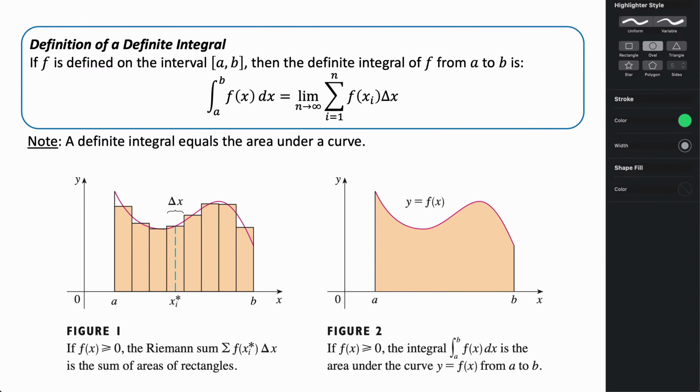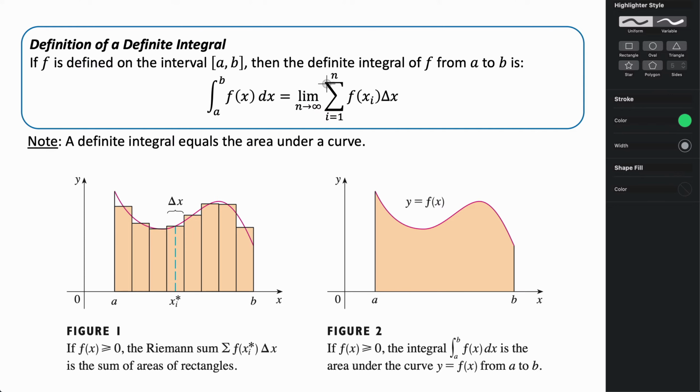Now this leads us into the definition of something called a definite integral. A definite integral is defined on the interval from a to b, and we use this notation, the same notation that we used for an indefinite integral, but really what it represents is the limit as n approaches infinity of the sum of all of these rectangles.